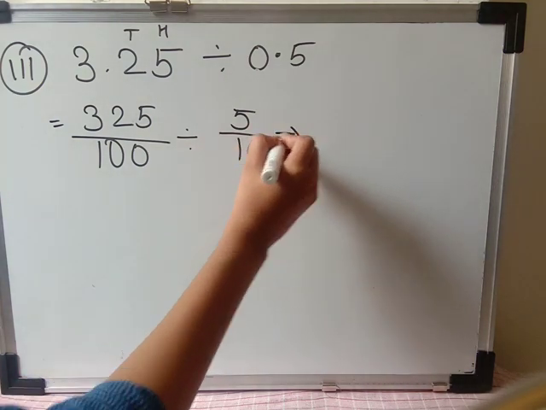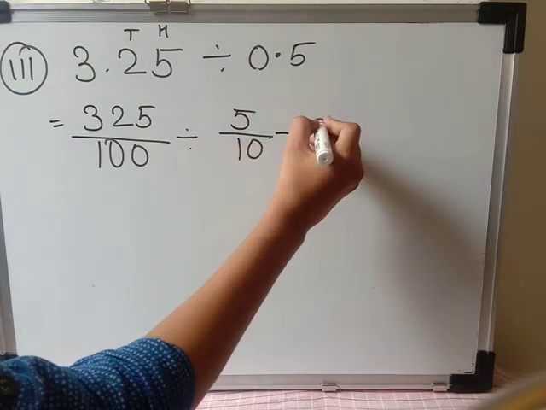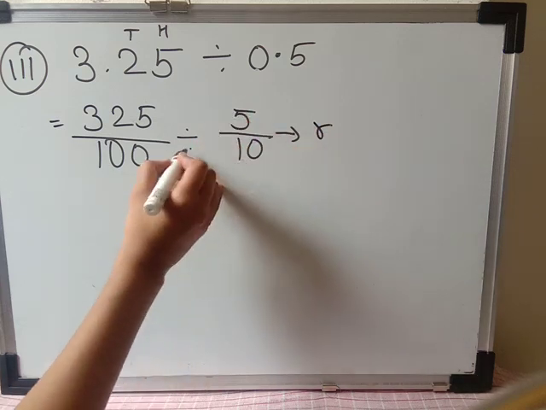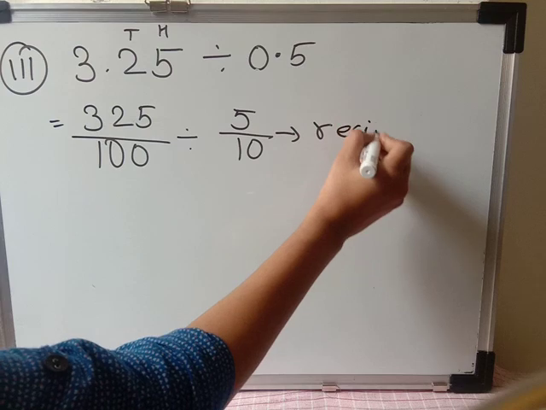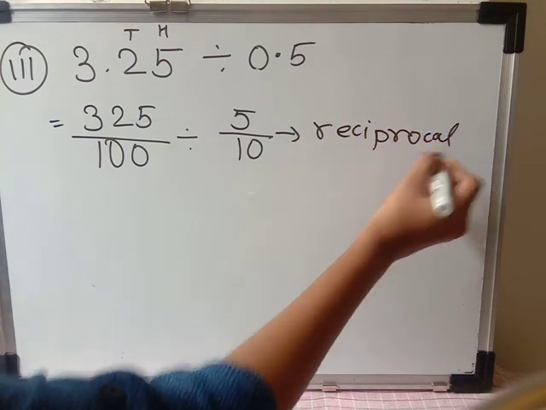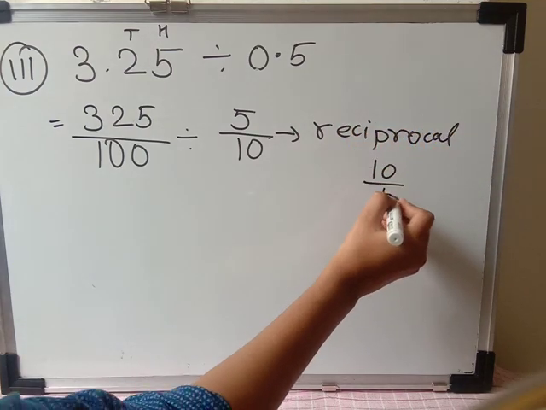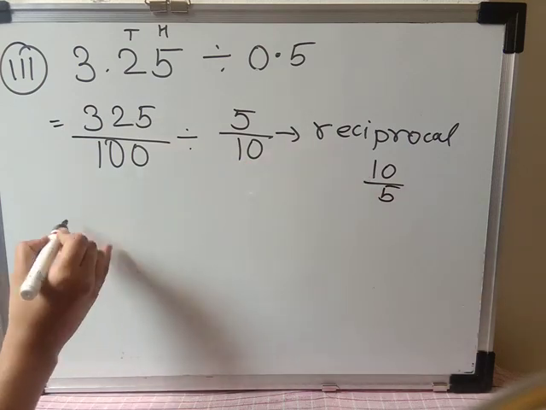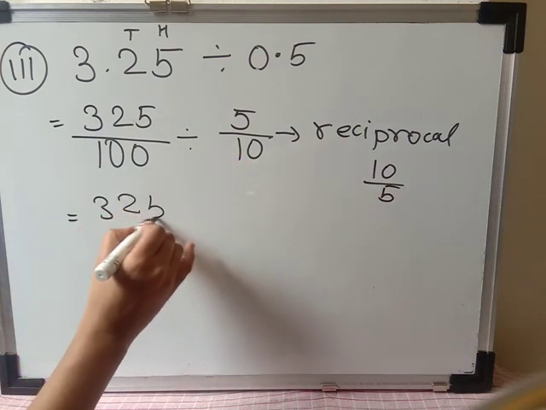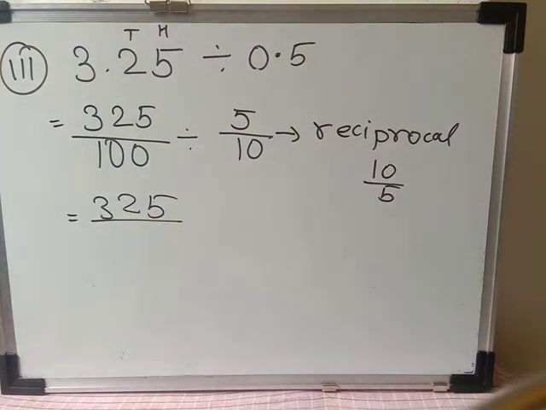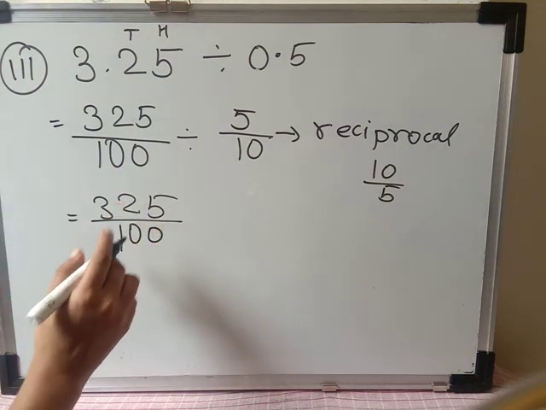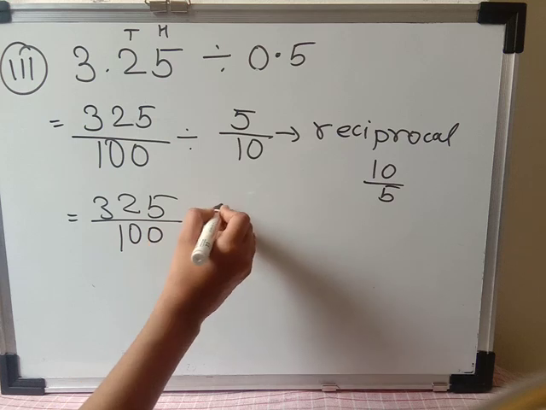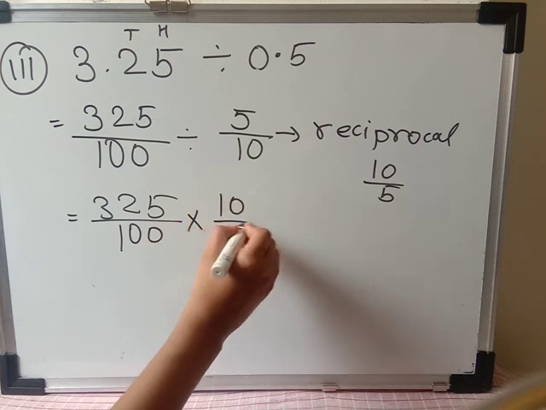Now take the reciprocal of this number. Reciprocal, because this number is on the right side of the division sign, so the reciprocal will be 10 upon 5. Now we have taken the reciprocal, and you have to follow the same method. Don't worry about how we can do it, go the same way. So here, 325 upon 100 multiplied by 10 upon 5.